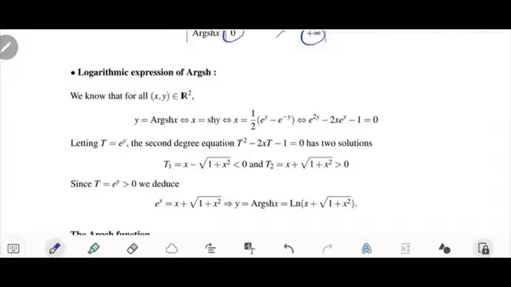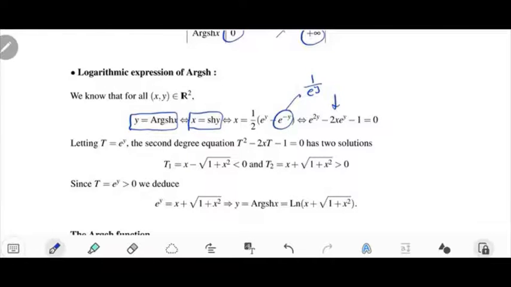Since for all (x, y) in R², if y is equal to arg sh x, it means that x is equal to sh y, then x is equal to 1 over 2 (e^y minus e^(-y)), right? Which is equivalent to e^(2y) minus 2x e^y minus 1 equals 0. And we obtain this by replacing e^(-y) by 1 over e^y and doing the common denominator.